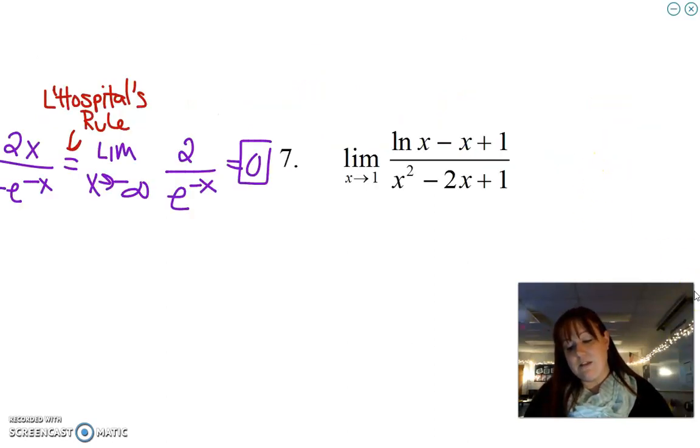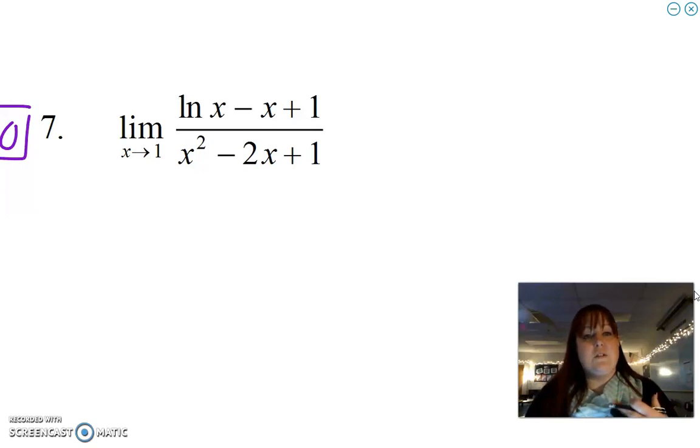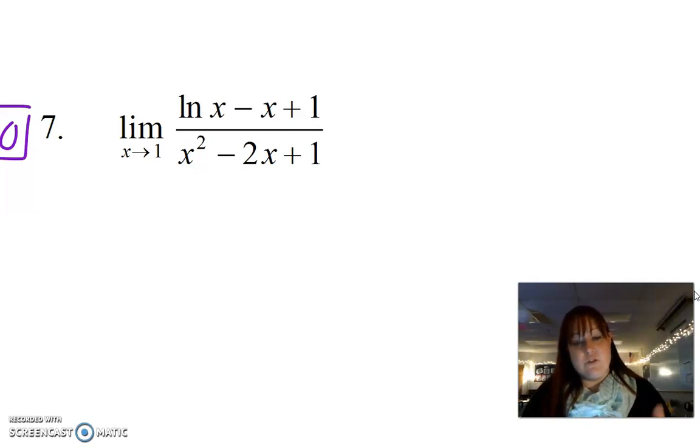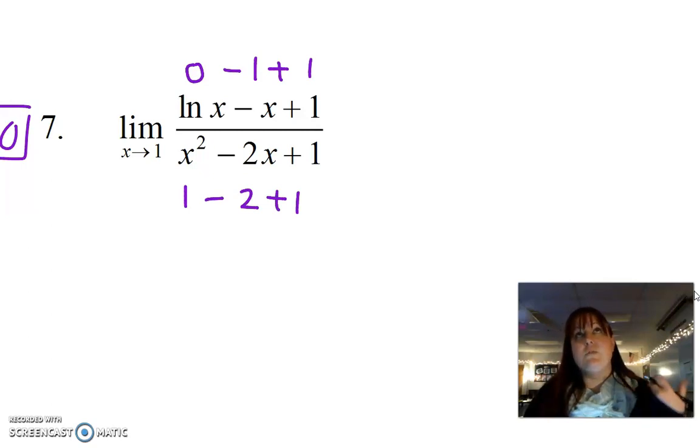Okay, last but not least, here's this one. And you freak out a little bit because you see the ln in there, and you think you're going to have to do something really hard, and it's not. Okay, so the first thing we do is direct substitution. Well, ln of 1 is 0, minus 1 plus 1, and 1 minus 2 plus 1. So that becomes the indeterminate form 0 over 0, right? Because negative 1 plus 1 is 0. Yeah, so it's 0 over 0.